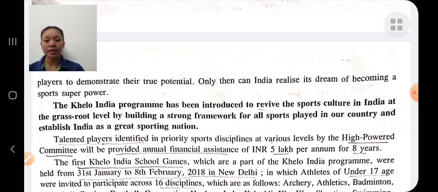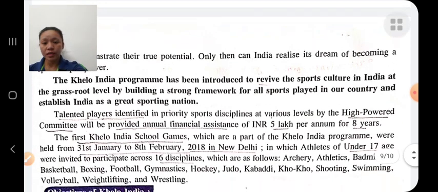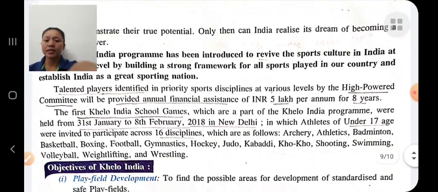The talented players are identified in priority sports disciplines at various levels by a high power committee, which provides annual financial assistance of ₹5 lakh per annum for 8 years. Okay, this Khelo India program is for athletes under 17 years of age.